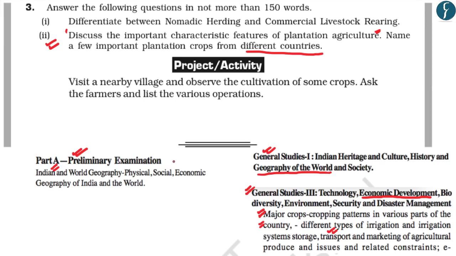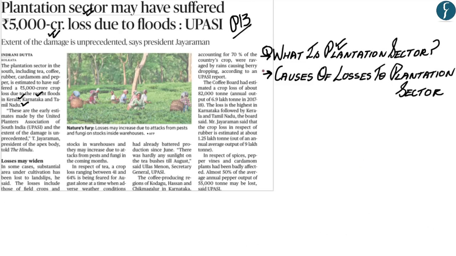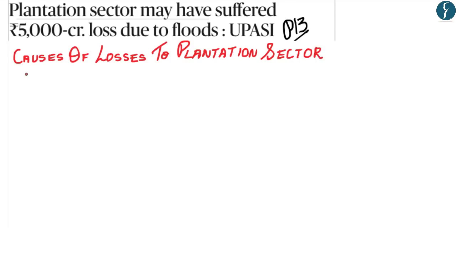So now hopefully you've understood as to what is plantation agriculture with the help of the NCERT books. Now let us understand the second aspect as to what are the causes of losses to the plantation sector due to the recent Kerala floods. Now the article has given four reasons for the losses to the plantation sector.